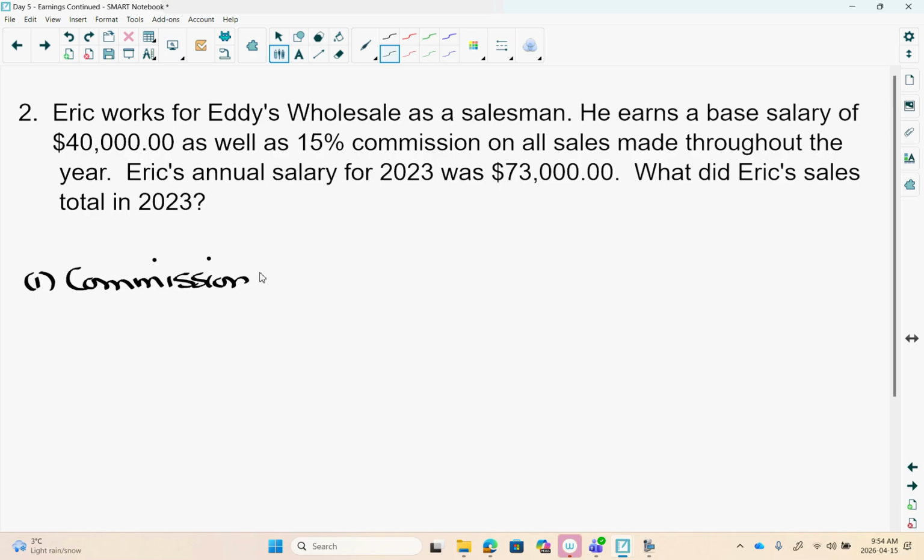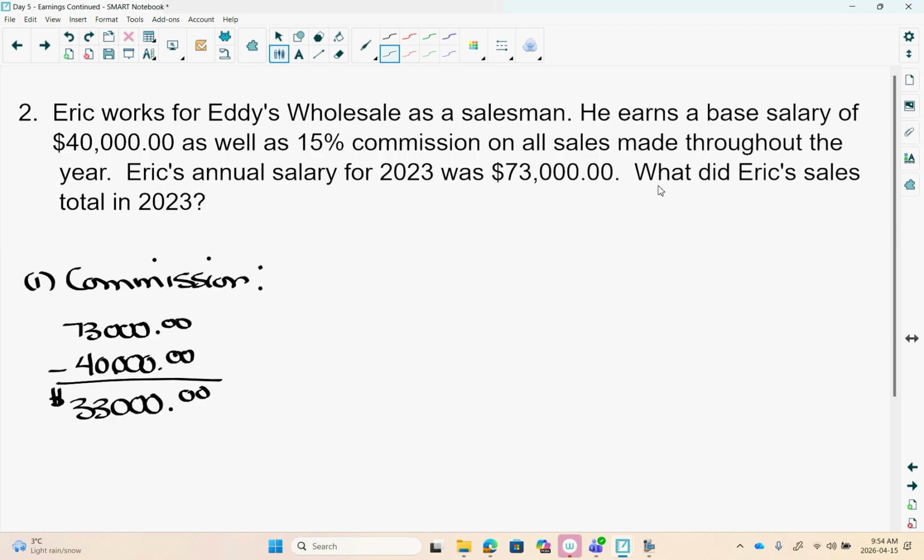I would subtract them. So to get his commission, I'm going to go $73,000 and I'm going to subtract his base salary, $40,000. And you are absolutely right. He made an extra 33. He almost doubled his salary because he was a good salesman. Now, the question doesn't ask what his commission was. If it did, I'd answer $33,000. The question actually asks what his total sales were.